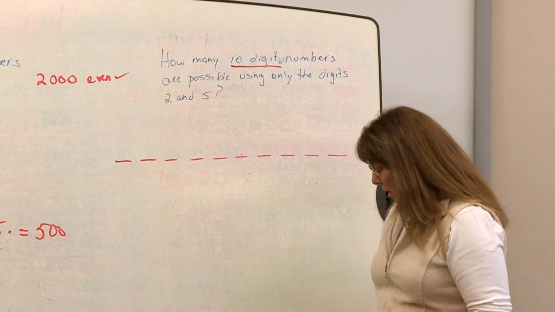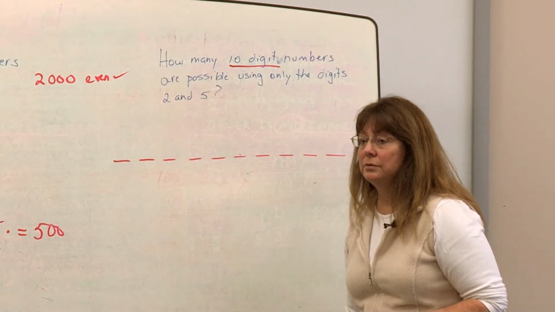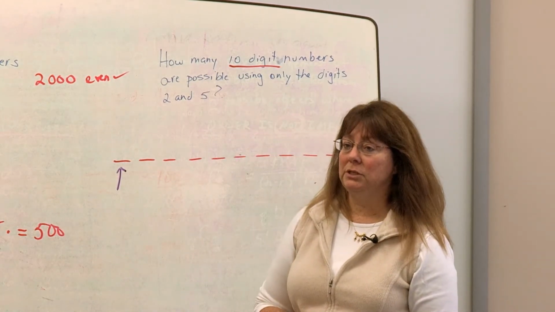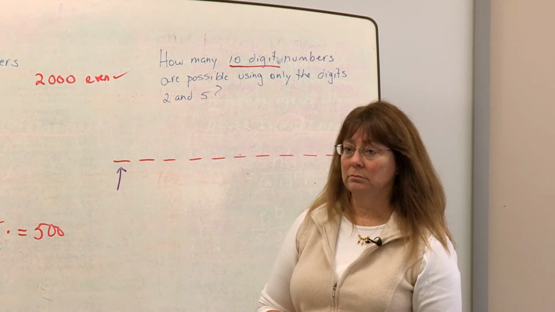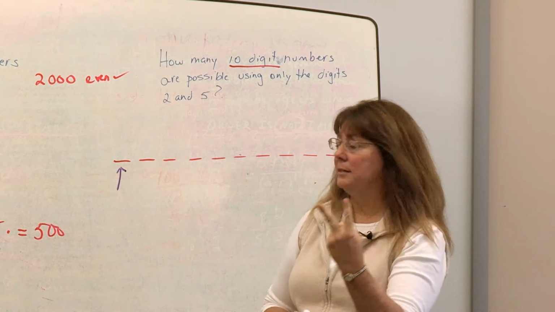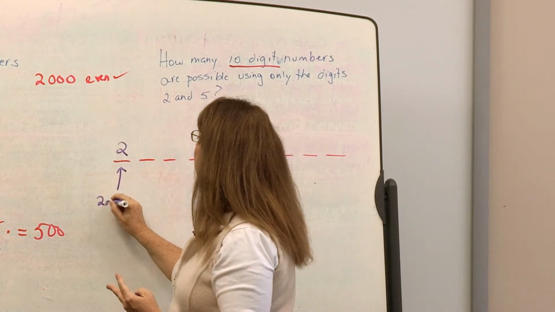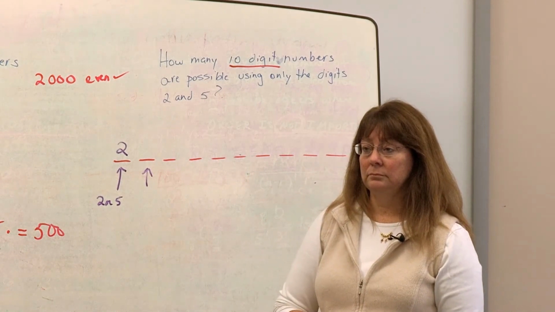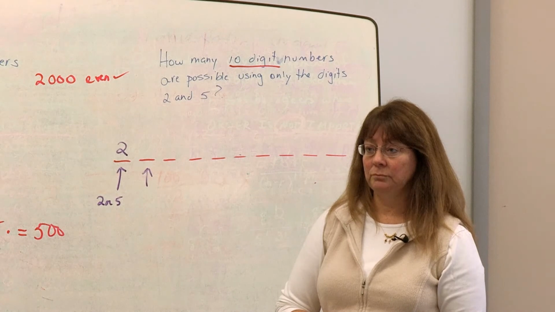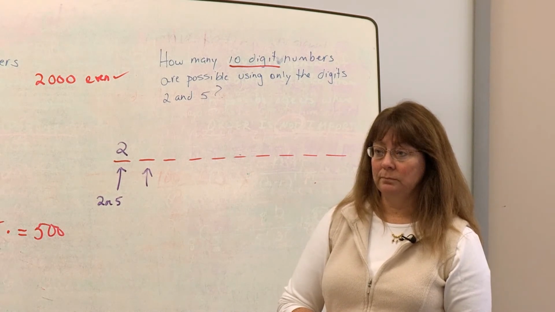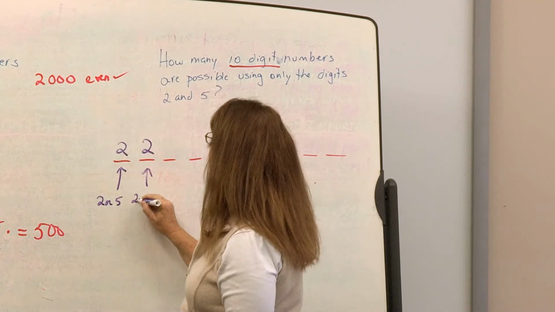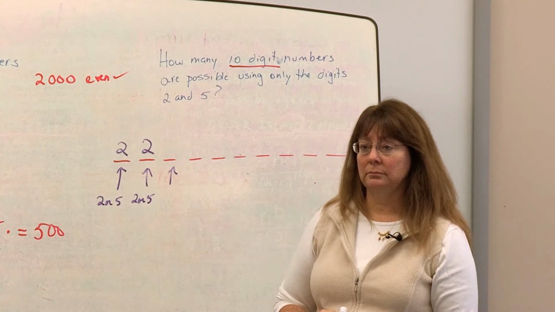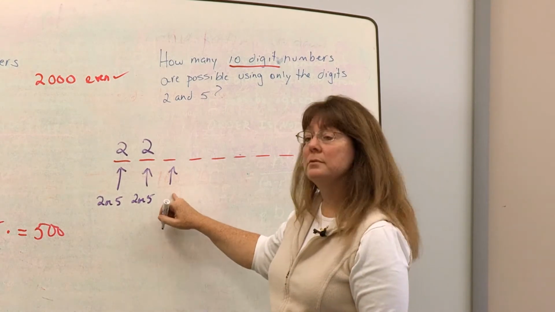But I want to look at how many options I have for each of these values. What are your choices? How many choices do you have for that first digit? 2 choices. It can either be a 2 or it can be a 5. That's it. 2 choices. 2 or 5. How about for your next one? How many choices do you have? 2 again. 2 or 5. What about this one?